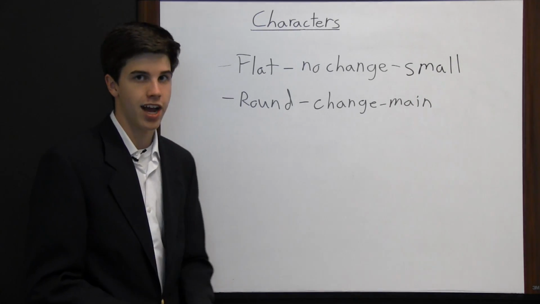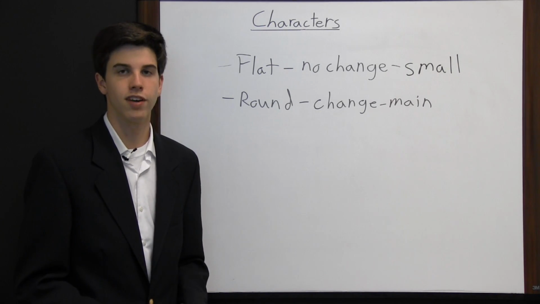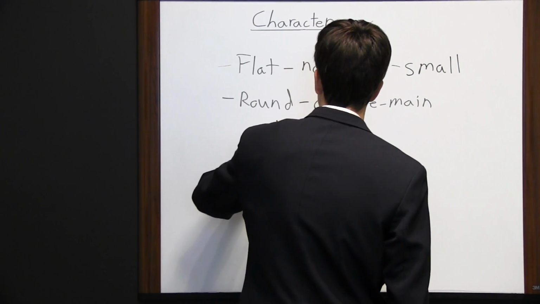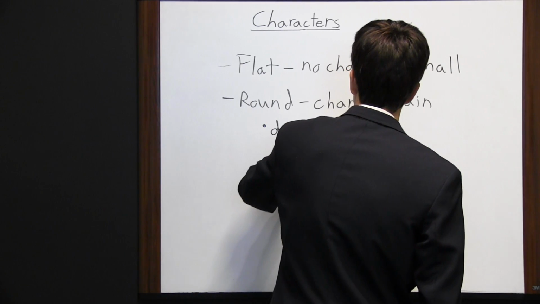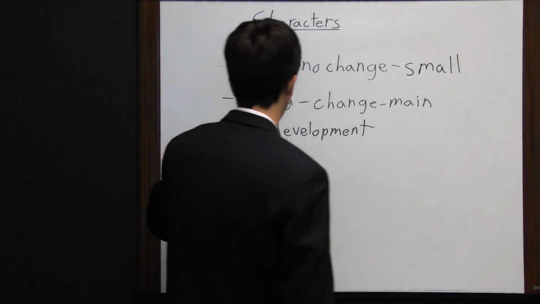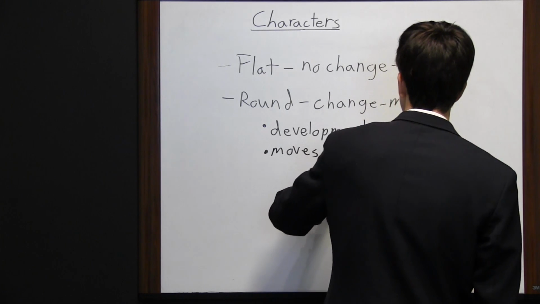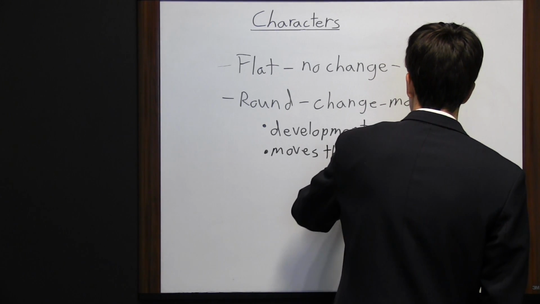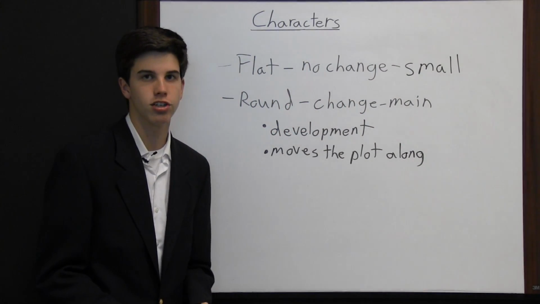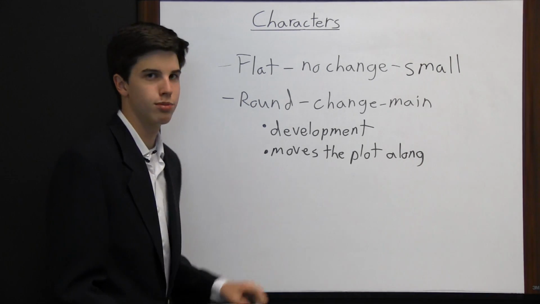Flat characters are also needed, however, because they play the smaller roles in the story, the supporting roles that make the main characters very interesting. So when we're talking about round characters, you probably heard me use the word development. And that's what authors try to do with round characters. They try to develop the characters, and it's the development of the characters that moves the plot along. If the characters stay the same throughout the entire story, then the plot's not very interesting because the plot's not going to progress very much. So round characters are essential to moving the plot along.